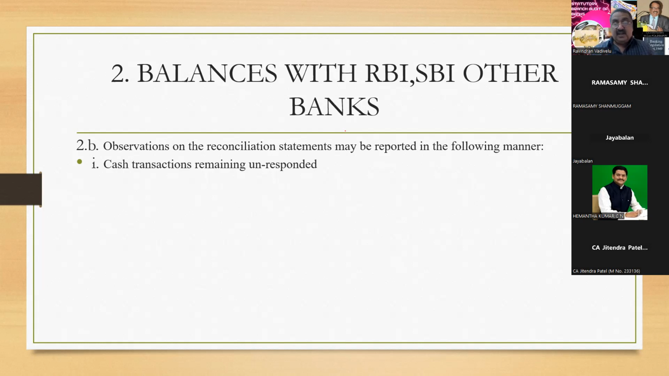This account you have to verify. So this is a very, very important entry wherein a lot of frauds have taken place. Cash transactions remaining unresponded, and revenue items requiring adjustment. Revenue item in the form of bank charges or some other costs, say in the form of interest, or sometimes in the form of interest given to the bank also. That also will be there.